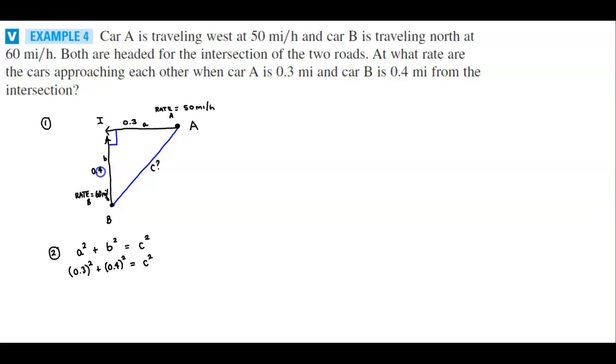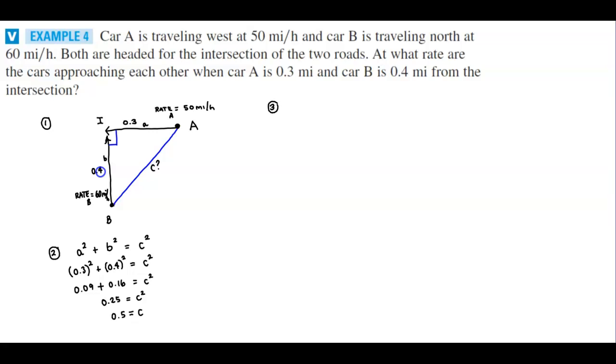So if we square 0.3, we get 0.09, and if we square 0.4, we get 0.16, and that's equal to c squared. If we add those together, we get 0.25, which is equal to c squared. If we take the square root of both sides, we find that c is going to equal 0.5.